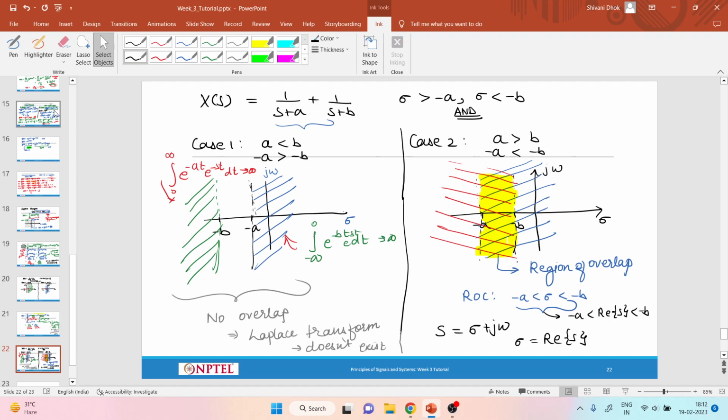So that means, whatever may be the value of b, the convergence only happens in the case when a is greater than b. Yes. Right. Okay. And like previous example also, here we are having poles at s equal to minus a and s equal to minus b. So I'll just mark it with a cross here.